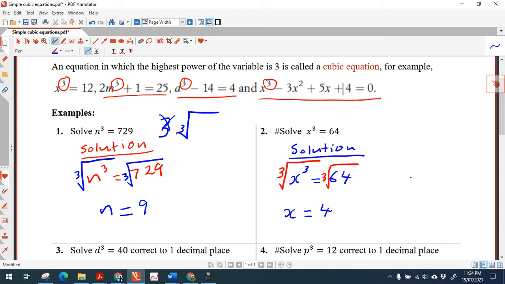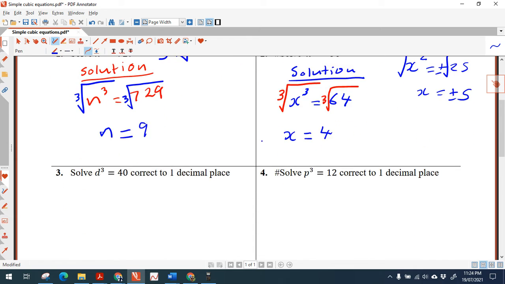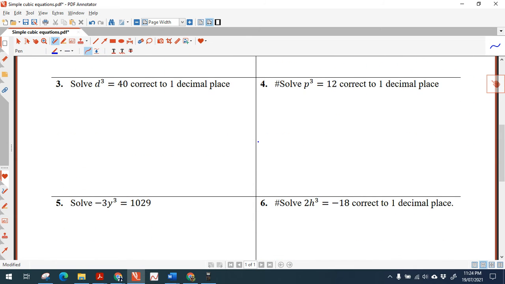Now, some of you are probably thinking, what about the plus or minus? Now, if you're solving a quadratic equation like this, when you do the square root, you do have to do the plus or minus. So you get x equals plus or minus 5. But with cube root equations, there's only one solution. There's not a plus and a minus. There's just one number. Okay, so don't do the plus or minus.